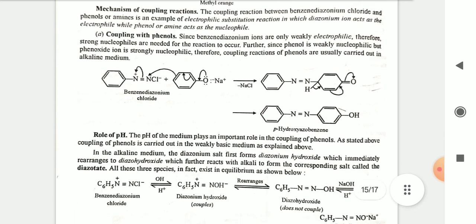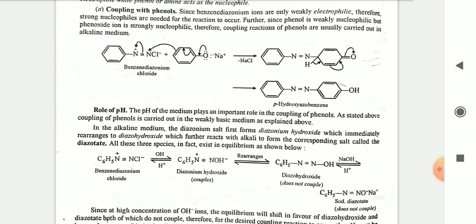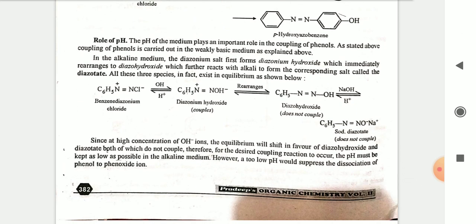Benzene diazonium chloride will give benzene N=N benzene ring with OH, that is, para-hydroxyazobenzene. Role of pH. The pH of the medium plays an important role in the coupling of phenol. As stated, the coupling of phenol is carried out in a weakly basic medium. In the alkaline medium, the diazonium salt first forms diazonium hydroxide, which immediately rearranges to diazohydroxide, which further reacts with alkali to form the corresponding salt called the diazotate. All these three species in fact exist in equilibrium as shown below.